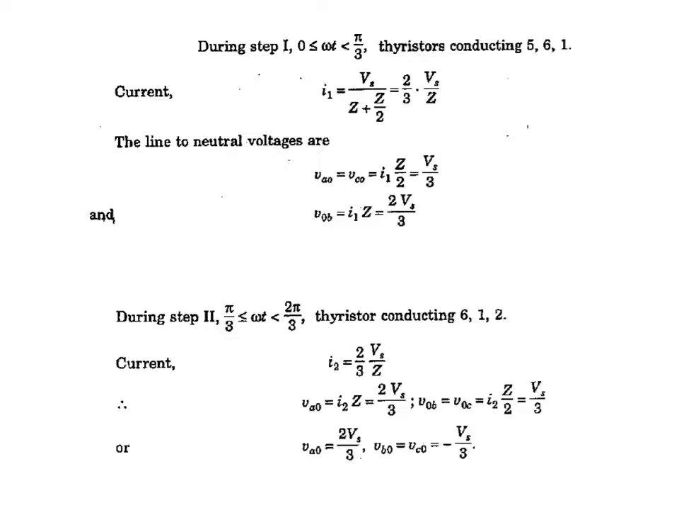So these output voltages are plotted in the waveform. In this manner, the variation of phase voltages, that is Va0, Vb0 and Vc0, are obtained from the equivalent circuit up to step 4, and similarly for other steps, plotted in the waveform. It is clear that for each cycle of output voltage of each phase, 6 steps are required and each step has duration of 60 degree.